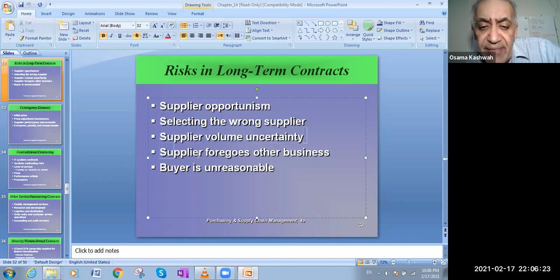You cannot guarantee what will happen in the next 2 or 3 years. You don't know if this supplier will be able to provide your essential needs which you need as a buyer. Supplier forgoes other business. If the supplier was practicing other business and left the business of supplying your materials, you as a buyer will find out that, what's happening? I made a contract with him for 5 years, but he already changed his activities. So what will I do now? Buyer unreasonableness is also another problem, from the buyer's side.